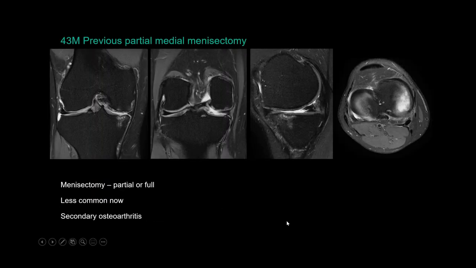All right, so Yeong talked about meniscectomy in great detail, and it was a very good section. Previously, partial or full meniscectomy was very common, but thankfully it's less common now as there is realization that it leads to secondary osteoarthritis. Here you can see a patient who had partial meniscectomy, and you can see the frayed edges of the posterior horn of the medial meniscus, and you can see the extent of degenerative changes in the medial femorotibial compartment of the knee joint because you've lost the protective effect of the meniscus on the articular cartilage.